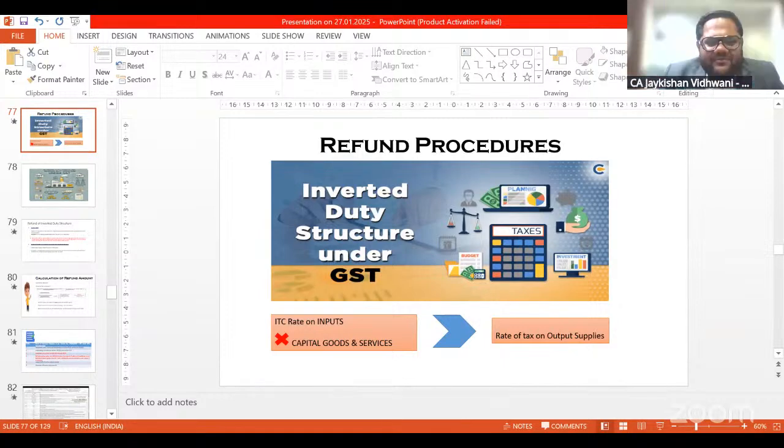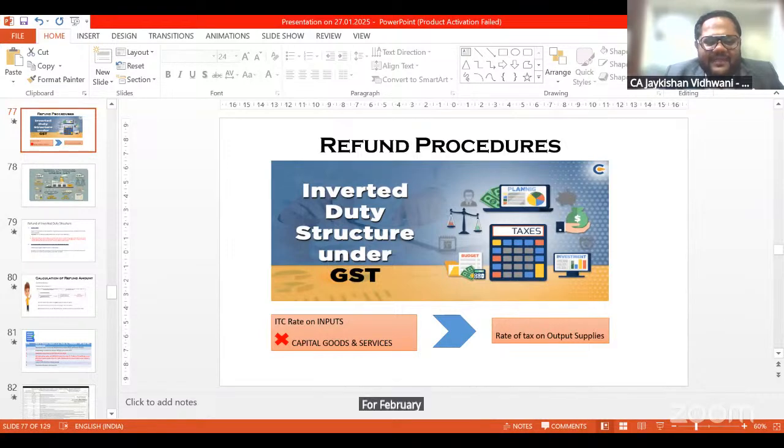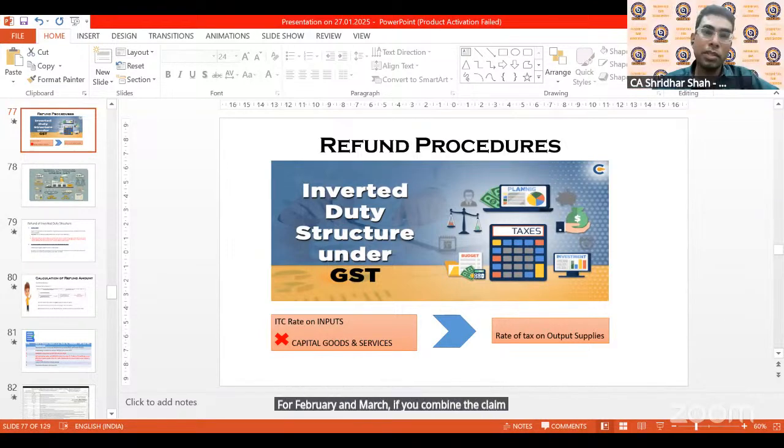The answer would be no. For the month of March, if there is only one credit note, the system won't allow you to validate it. For February and March, if you combine the claim, it will become zero.